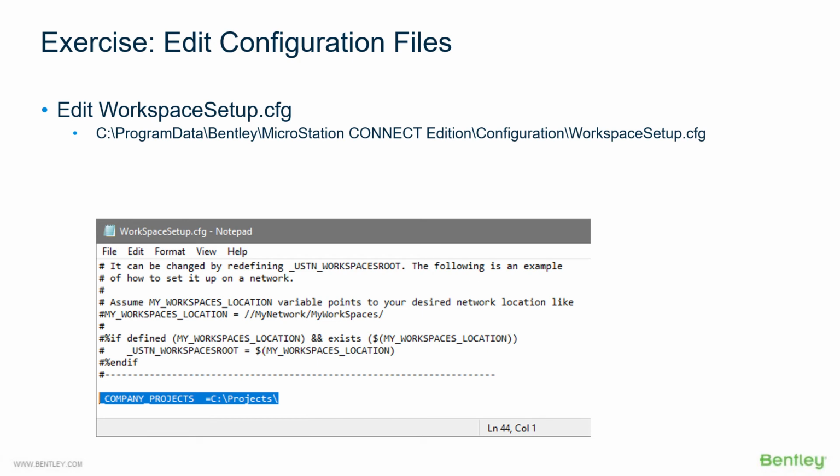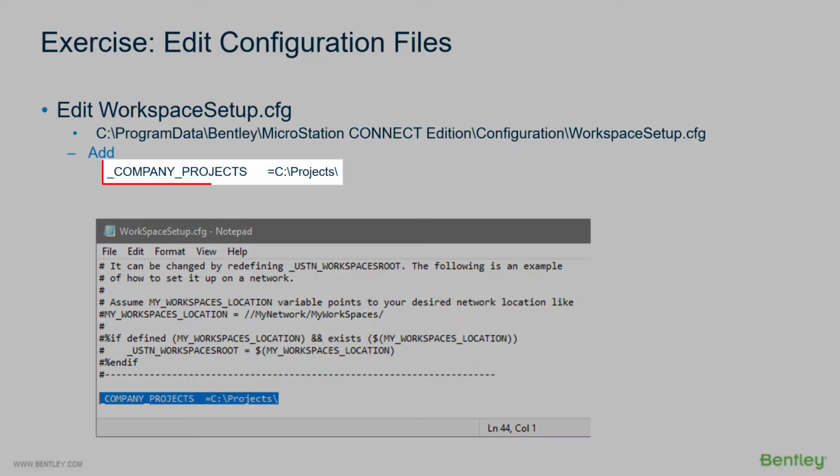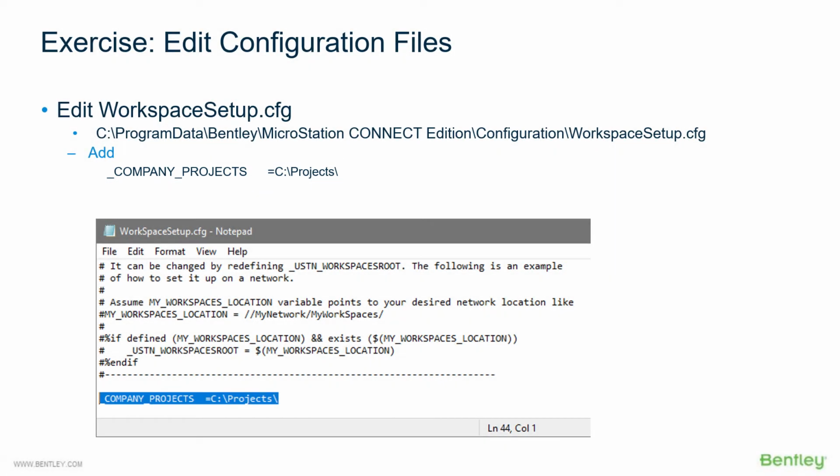So open workspace setup CFG. This is located in configuration workspace setup. Let's add the line company projects equals C:projects. You see an example below of what this will look like. Save and close that file.